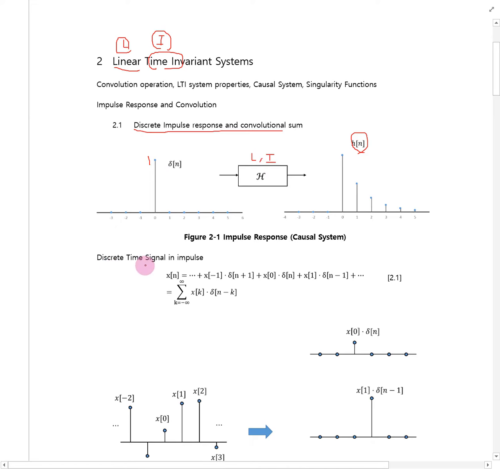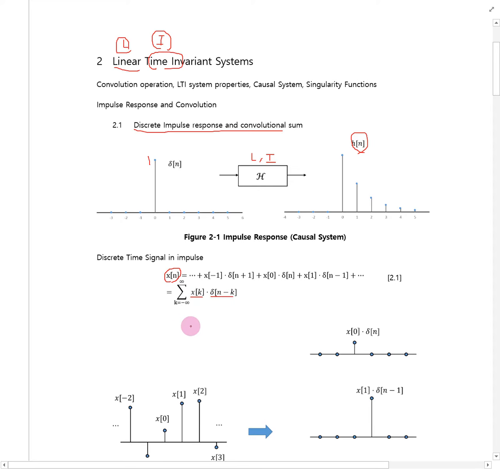A discrete time signal can be expressed in this way. x[n] is x[-1] times delta[n+1], and so on. You know that if n is -1, then only this term is valid. All the other terms go to 0. If n is 1, only this term remains. All the other terms vanish. So by taking the sum of these, we can express the sequence as a summation of weighted impulses. Any input sequence can be expressed by the weighted impulse sequence summation.